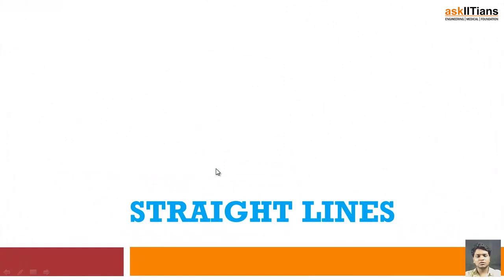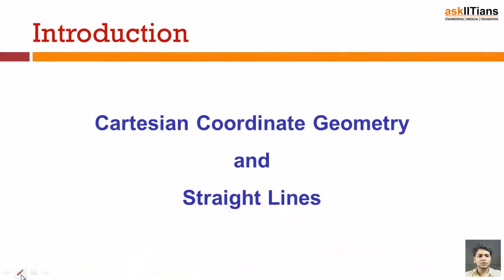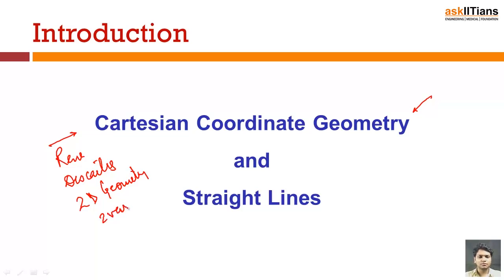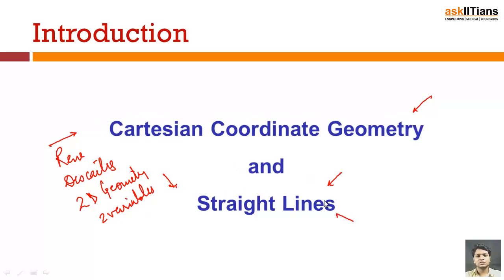In this chapter, first of all we are going to deal with Cartesian coordinate geometry and the straight lines. So let us first get a brief idea of what Cartesian coordinate geometry is. Cartesian geometry, as you all know, was named after the famous mathematician Rene Descartes, and it is basically a two-dimensional geometry in which we consider two variables, and with these two variables we will define straight lines and their various applications. So let us move towards that.